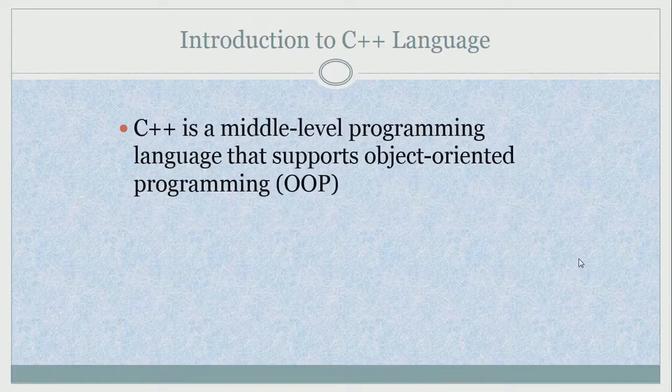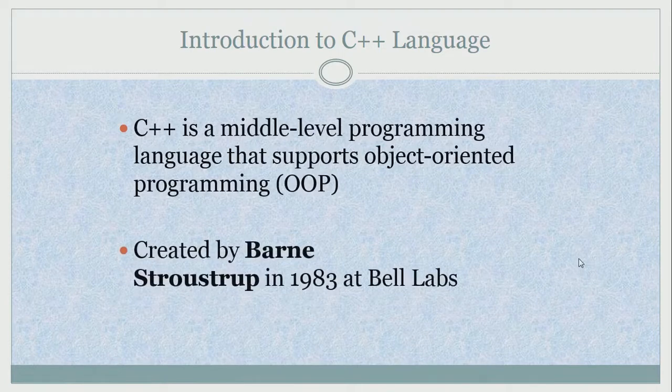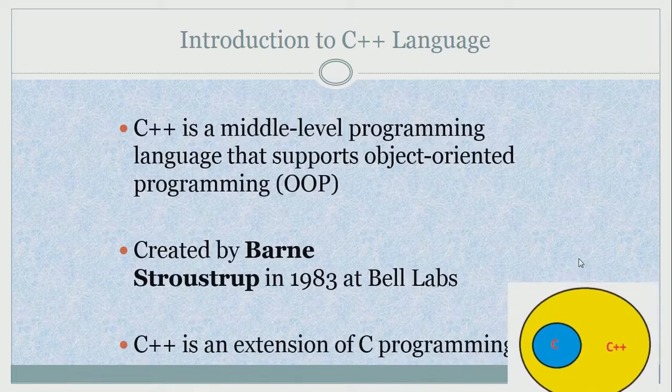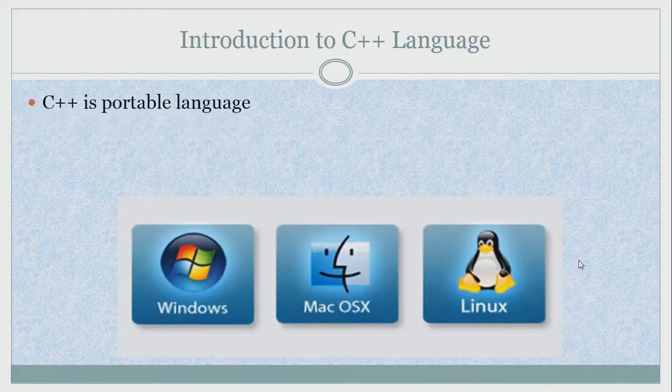C++ is a middle-level programming language that supports object-oriented programming. As we just explained, C++ was created by Bjarne Stroustrup in 1983 at Bell Labs. And C++ is an extension of C programming, meaning C++ has its own features, plus it can use the features of the old language C. C++ is a portable language. Now the question is, what is a portable language? A portable language means that it can run on all operating systems. So if we say that C++ is portable, it means it can run on all operating systems such as Windows, Macintosh, and the various versions of Unix, which is a plus point of a language.